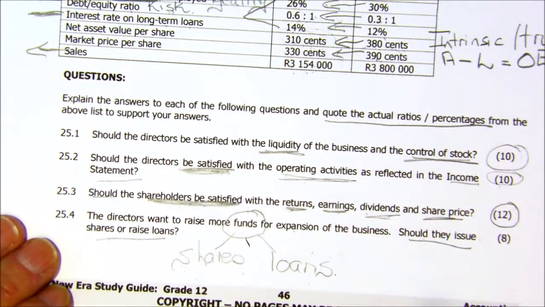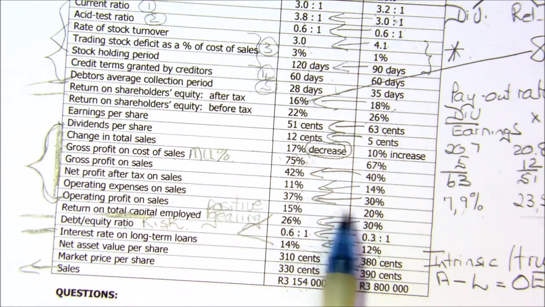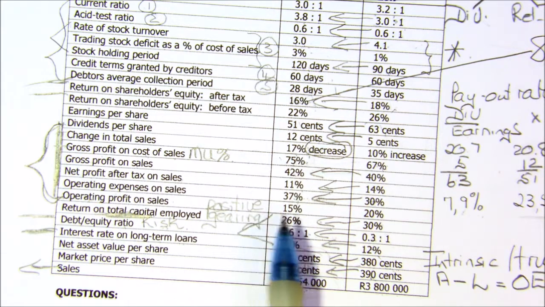Or you could answer and say, I think the business should rather raise a loan, despite the fact that the return has gone down on the total capital employed, and despite the fact that there is an increase in the risk, there is positive gearing. So at this point in time, this company can justify taking out an extra loan.